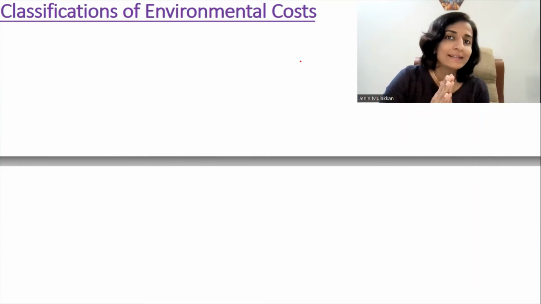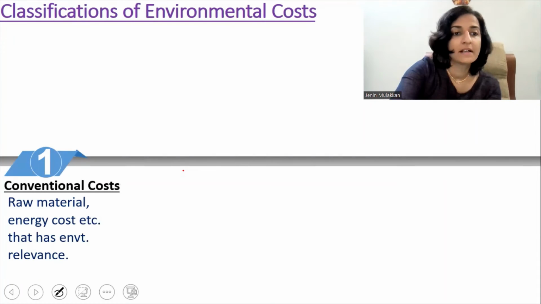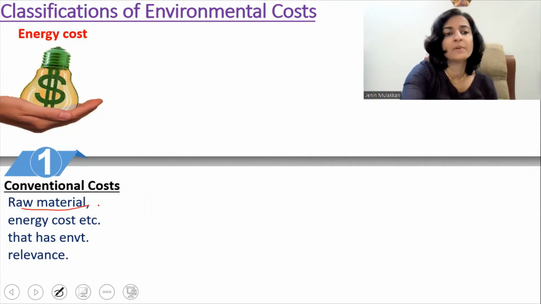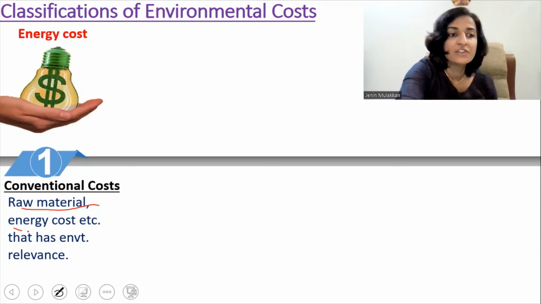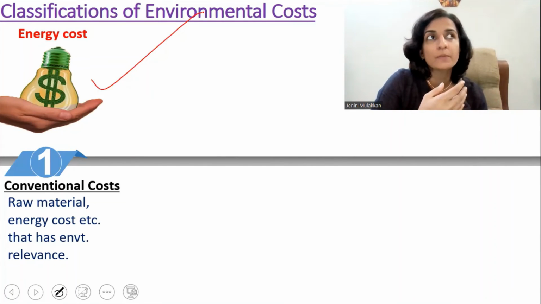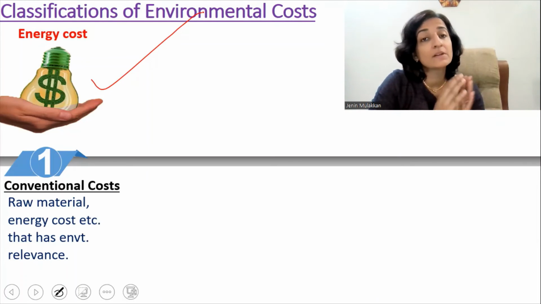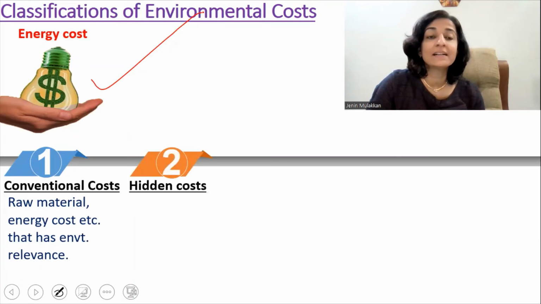Now the third and final way in which environmental costs are classified: first is the conventional cost. Conventional costs are the raw material cost, the energy cost, etc. that have environmental relevance. As an example of a raw material, if you're using paper for the packing materials, then many trees have to be cut down. So that is adversely affecting the environment. Energy cost: electricity produced from natural resources like coal and natural gas adversely affects the environment because of the carbon dioxide emission, and it leads to the depletion of a natural resource. And the second type of cost is the hidden cost.